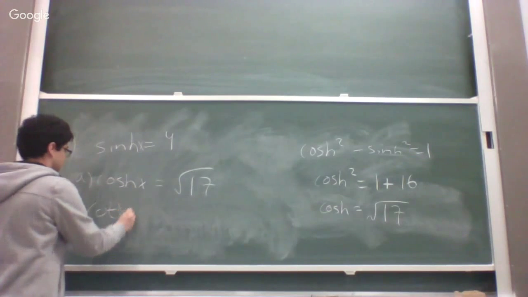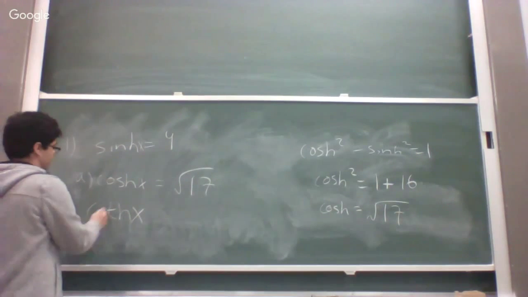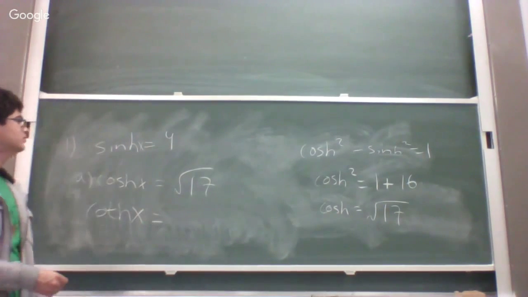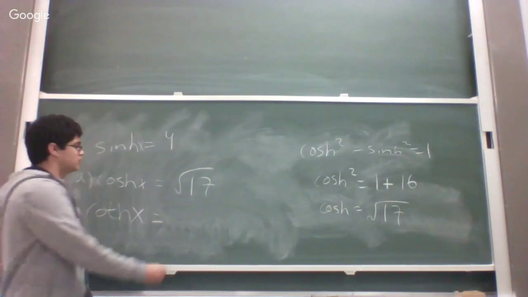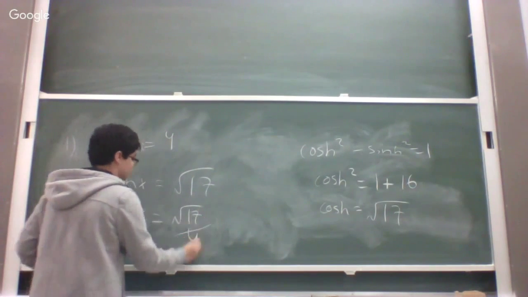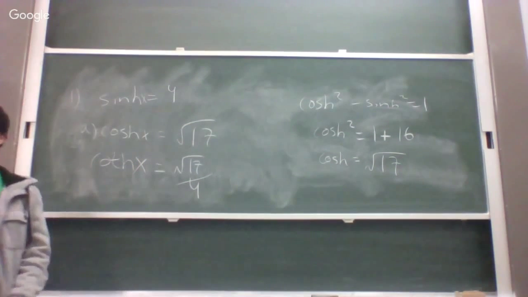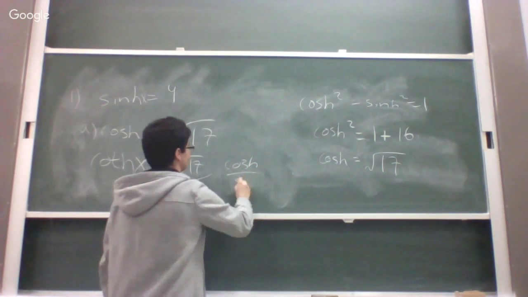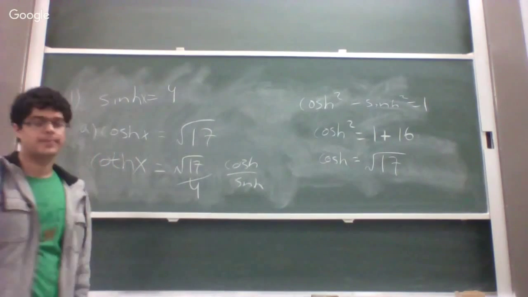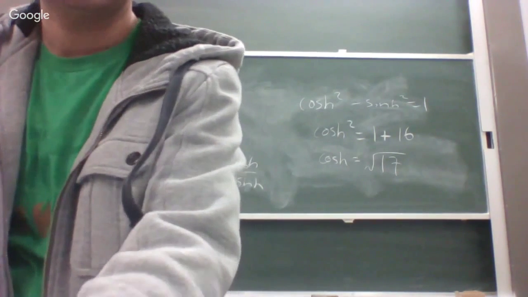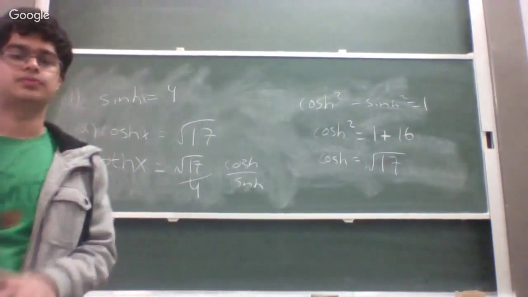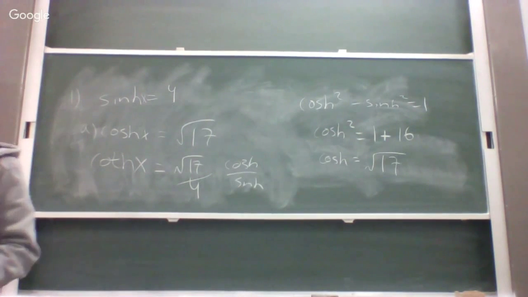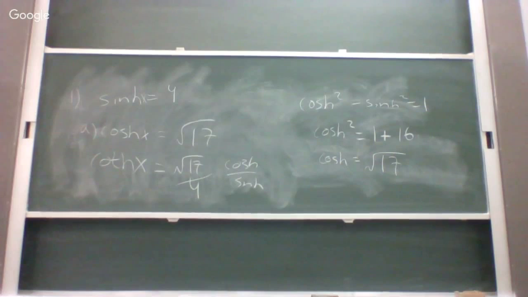Cotangent, or coth of x, would be what? Square root of 17 over 4. Did that make sense? Because this is cosh over sinh. Those sort of problems should be relatively easy on the exam.